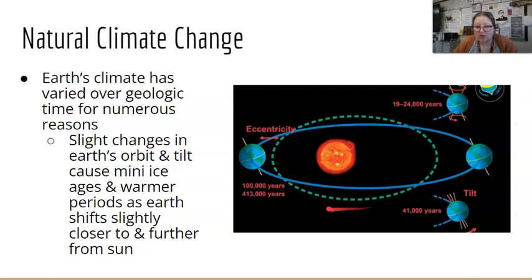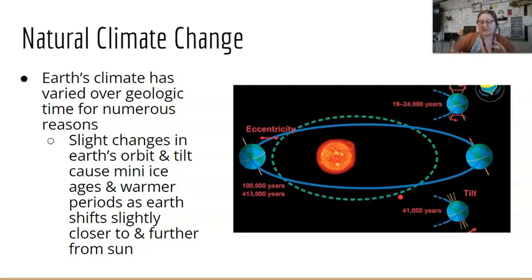And as we go along, the Earth is also tilted. I'll post another video on Canvas that shows this graphic really well. But that spin of the Earth and the tilt is what causes our seasons. And then the Earth goes around the sun in a year.